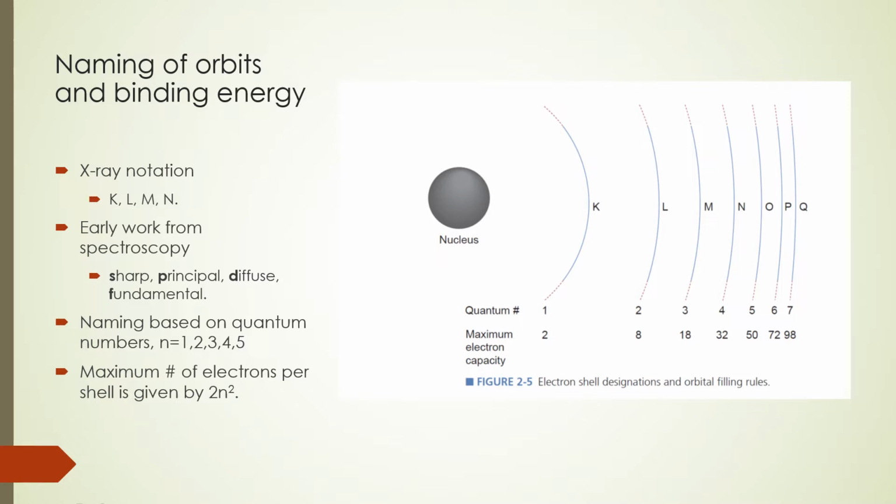Traditional names of these energy levels or orbitals were derived from X-ray notation, where the first orbital was called the K shell and the second orbital the L shell, and so on. Each shell was also given numbers, with the K shell having the number 1 and other numbers as shown in the figure. The closest shell to the nucleus is the K shell.